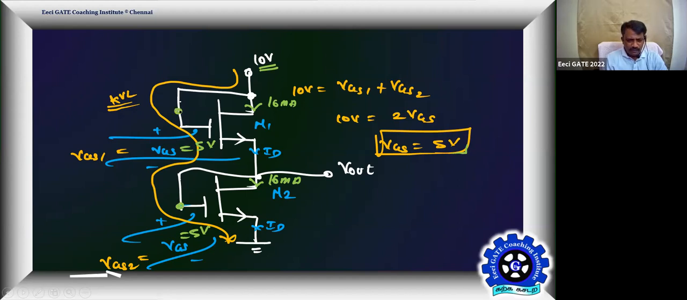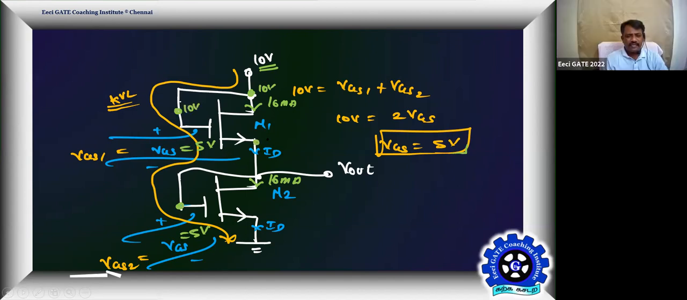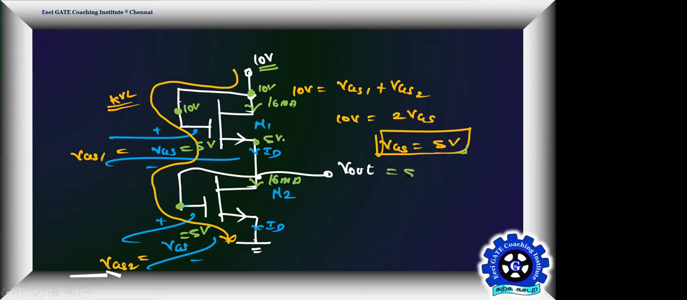Therefore, tell me what's the potential at this point? What is the potential here? 10 volt. And what is the potential here? From 10, you are losing 5. What is this point potential then? 5 volt. So what is Vout then? 5 volt. That's all. That's how we can conclude the problem.